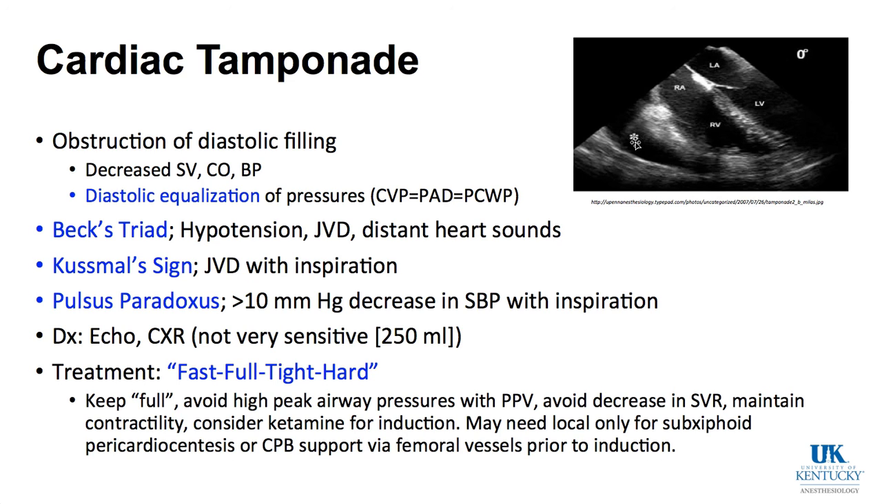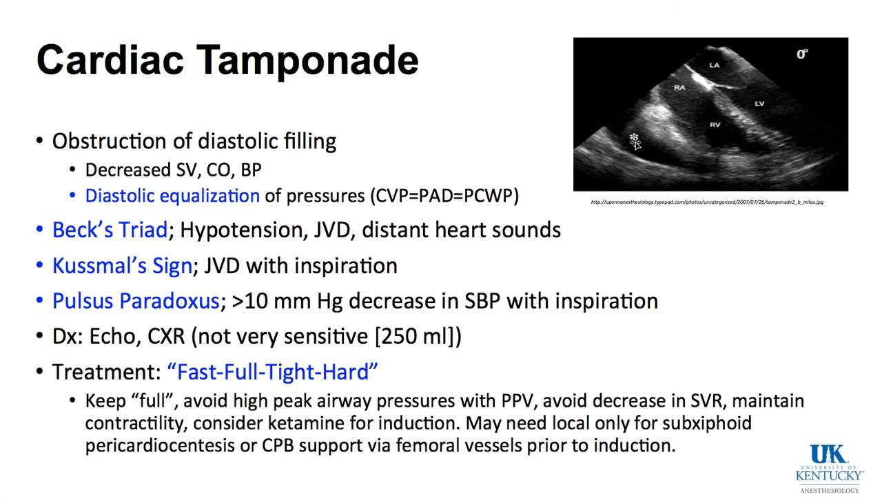Our treatment is to keep the patient fast, full, tight, and hard, meaning fast, tachycardia, full, preload up, tight, maintaining SVR, and contractility up. We want to avoid high peak airway pressures because they will raise the pressure in the lungs around the bag of fluid that's surrounding the heart and worsen filling of the ventricle. And so negative pressure breathing, avoiding positive pressure breathing, can be helpful.